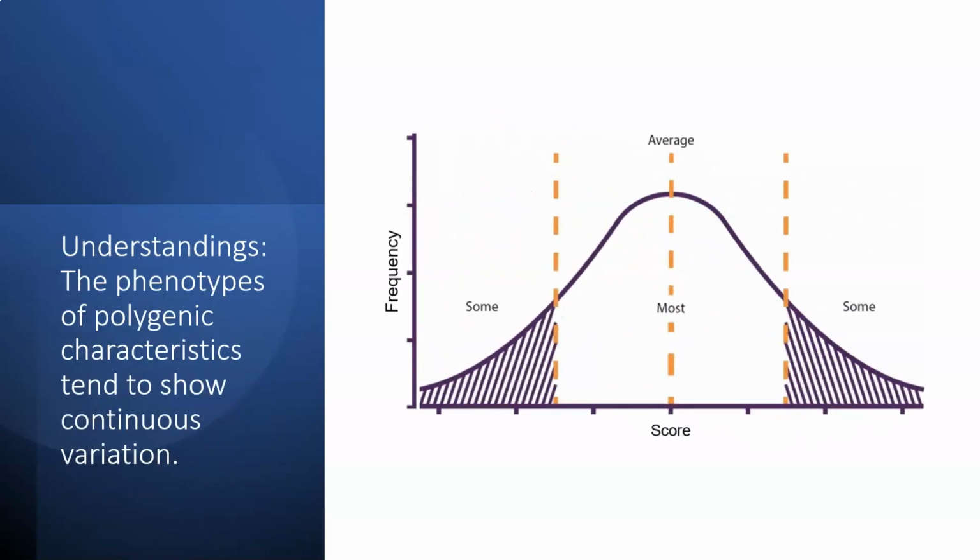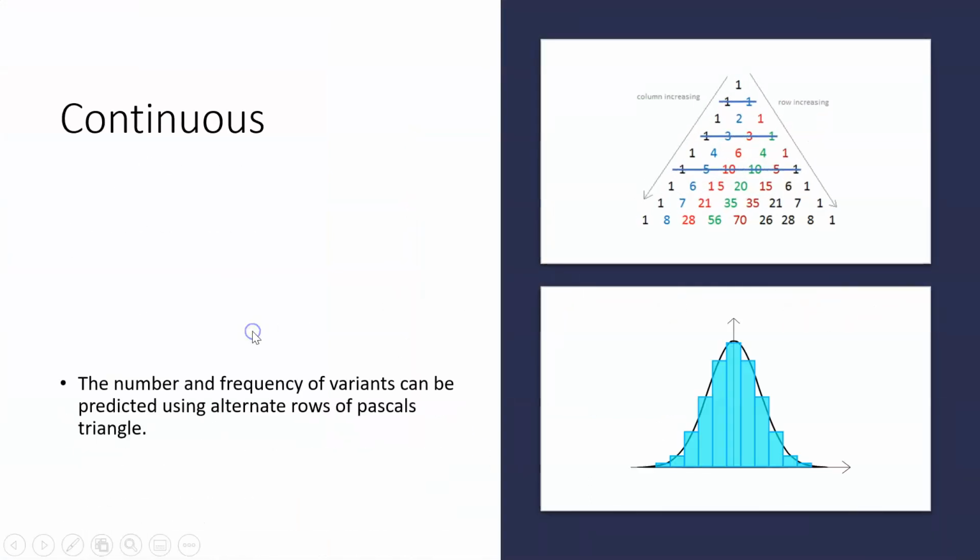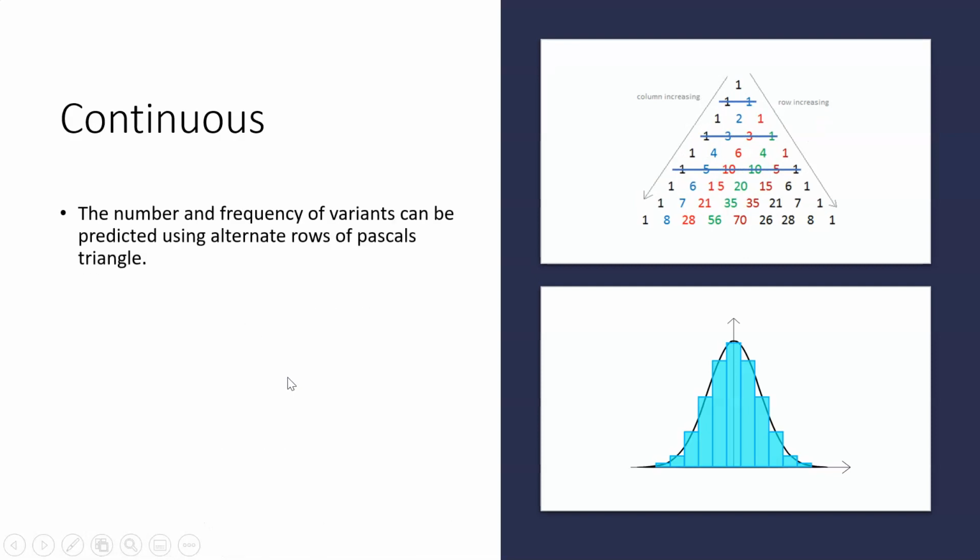Okay, so still looking at these phenotypes of polygenic, so many gene characteristics, they tend to show continuous variation. What are we talking about, and why have I put our normal distribution up? The number and frequency of variants can be predicted using alternative rows on our Pascal's triangle.